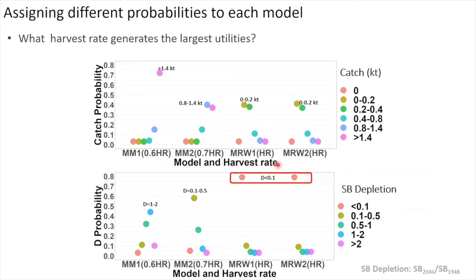So in the first plot, I showed the level of catch generated by each model. Models MM1 and MM2 have larger probabilities of generating larger catch levels.